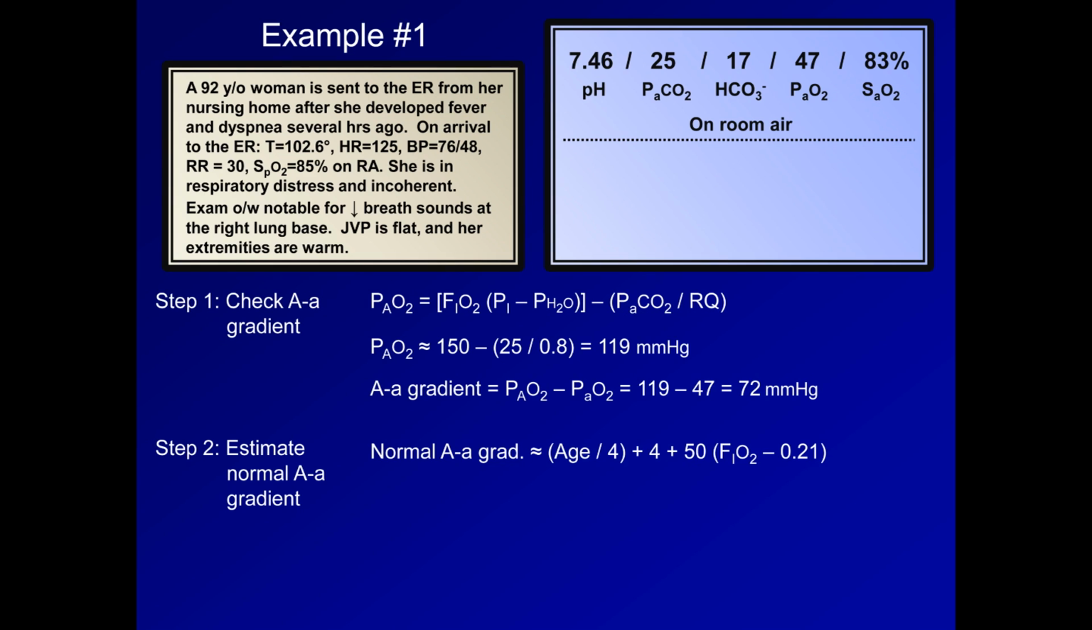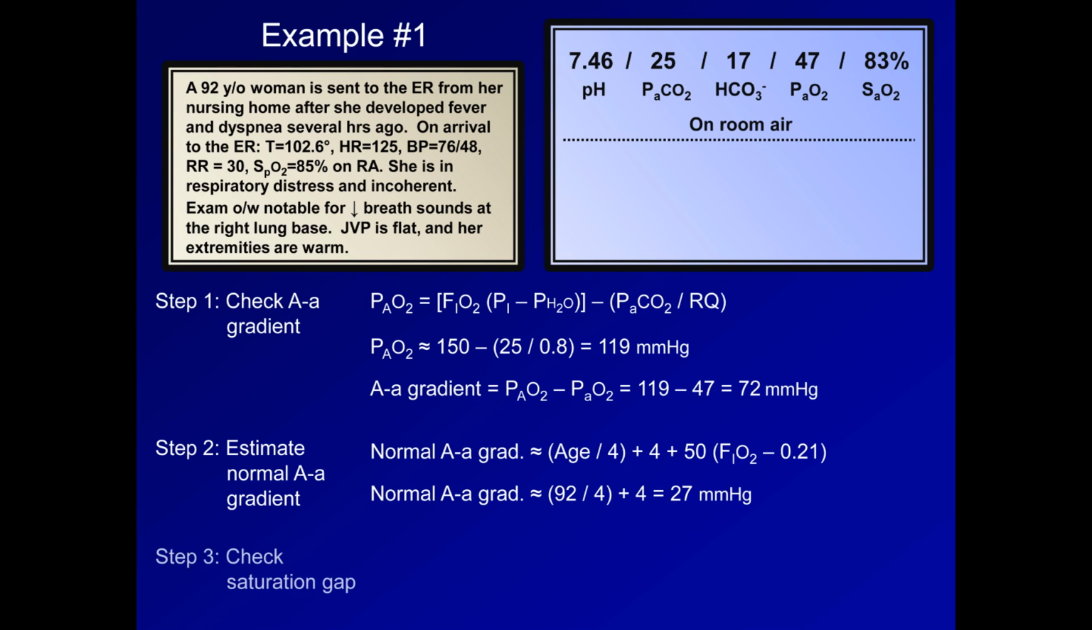This extra term will be equal to 0 for a patient on room air, so her gradient here specifically becomes 92 divided by 4 plus 4, which is 27. Comparing 27 to 72, we immediately see that she has an elevated AA gradient hypoxemia.